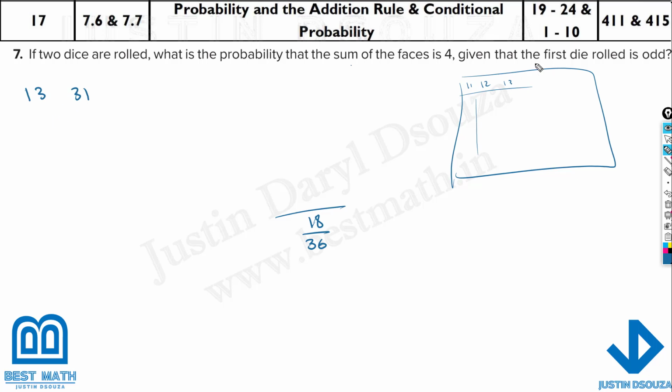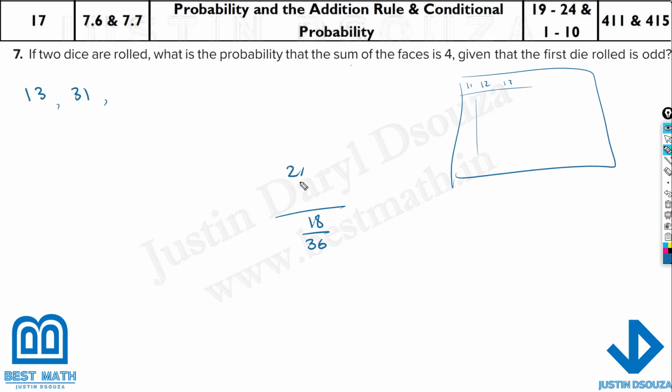So there are 2 dice. But here we are not going to write all the possibilities. We are not going to write 2 and 2. Why? Because we need to have the first die odd. So 1 and 3 is true because it's odd. Even 3 and 1 is true, it's odd. What about the other things? 2 and 2 not possible because it's even. 3 and 1 already is written. What about 4? 4 and 0 is not possible. Okay, only these 2 are the possibilities.